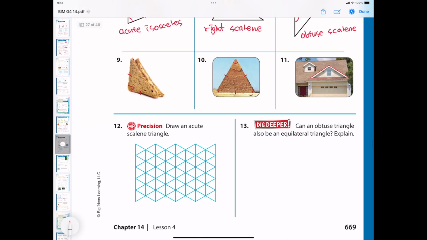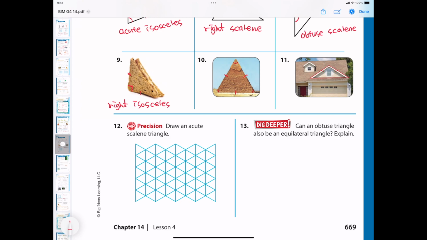Triangle. And number 9, what is it? This is the right angle symbol, right? And two sides are equal. That means what? Right, isosceles triangle. And this one, what is it?